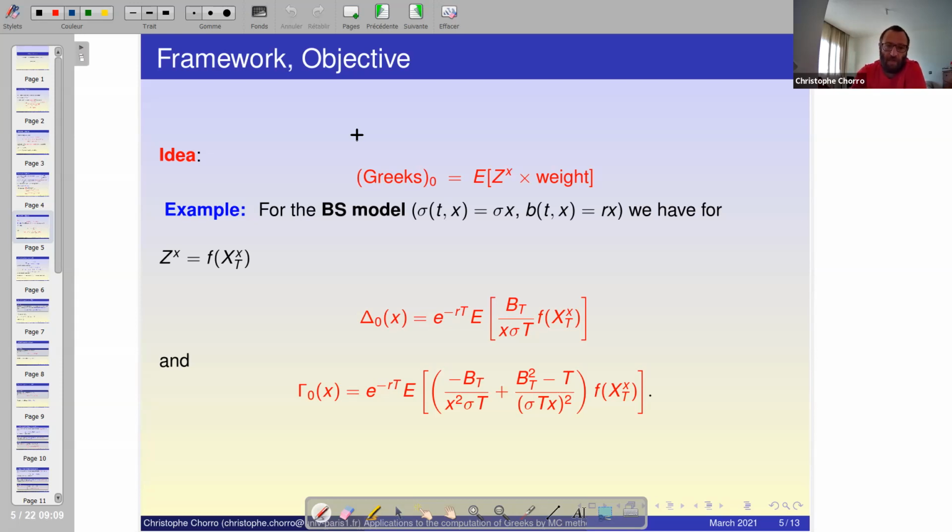I remind you that in previous sessions we have seen, using basic tools, that for the Black-Scholes model, that is the case where sigma and b are given by this expression, keep in mind that here I have small r because I suppose that my dynamic is under an equivalent martingale measure. For a payoff of this form, I have obtained for the delta and the gamma at time t equal to 0 these weights, allowing to use only Monte Carlo methods in order to approximate them, without using finite difference schemes.